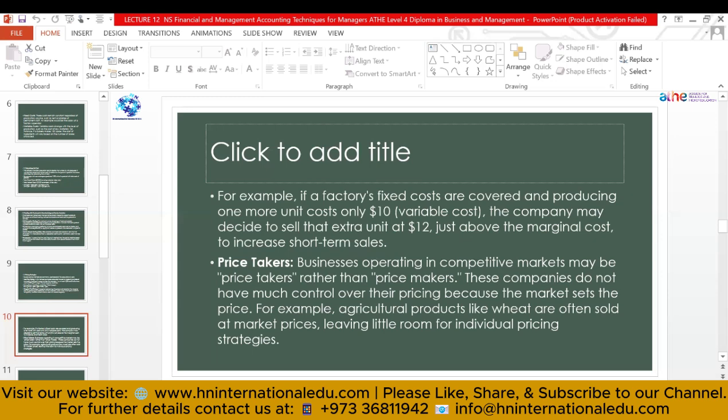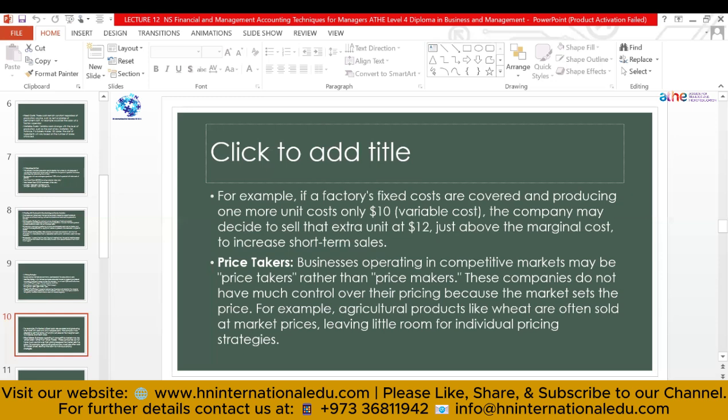Price takers, however, are the ones who take the price. You cannot argue with them. Businesses operating in competitive markets may be price takers rather than price makers. Monopoly, oligopoly, those selling something unique, the electricity suppliers, the water suppliers, they always go for price maker strategies. They make the price by themselves and we are bound to buy it, the life-saving drugs as well. Whereas with price takers, you cannot increase the price.